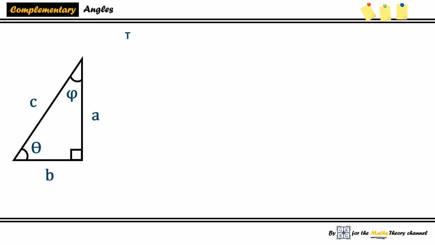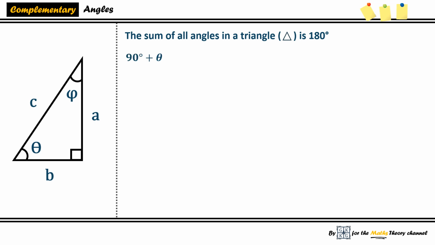Okay, you know that the sum of all angles in a triangle, any triangle for that matter, is 180 degrees. So in this triangle, if you're going to sum all the angles together, so let's say 90 degrees plus theta plus phi will equal to 180 degrees. Now we can rewrite this as theta equals to 90 degrees minus phi. Or we can say that phi is 90 minus theta. It's the same thing. Okay.